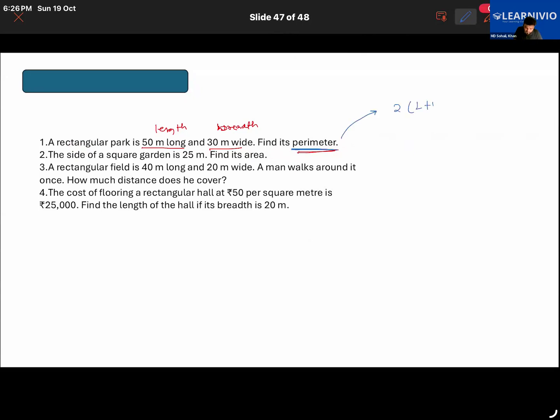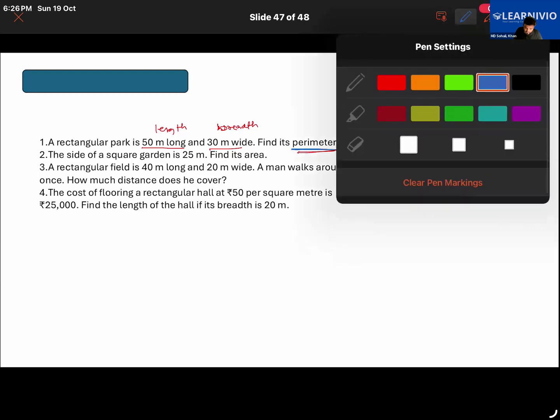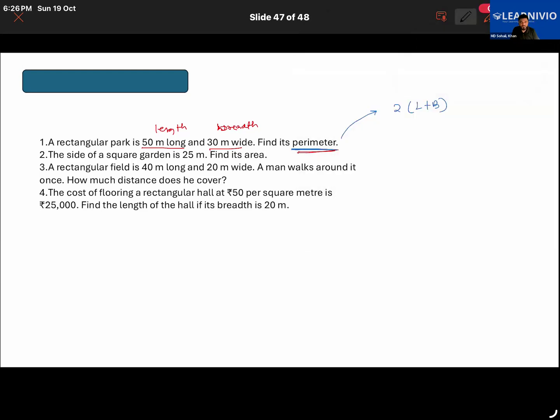80 to 2. That's 60. 160. Very good. That is 160 meter.